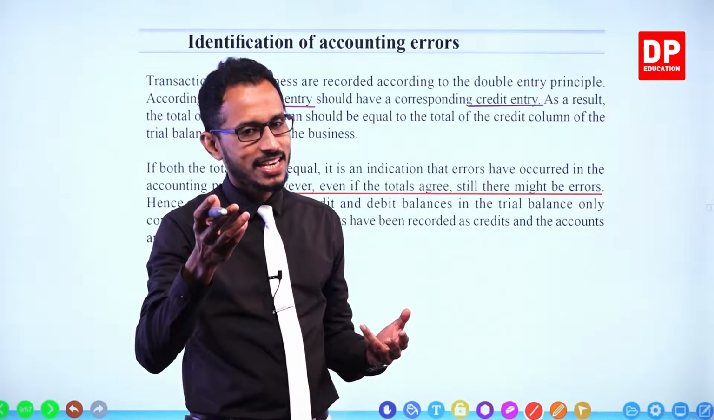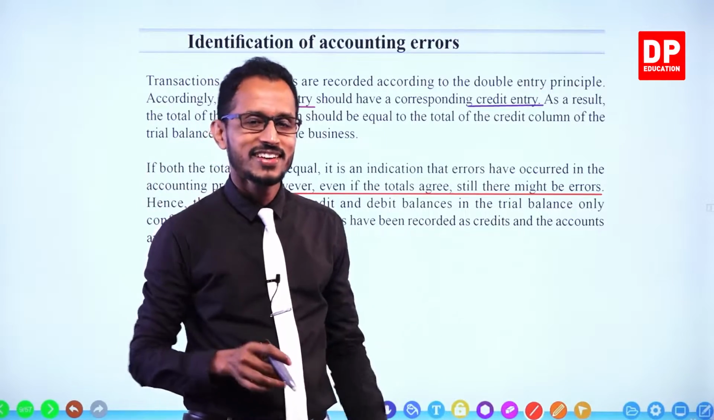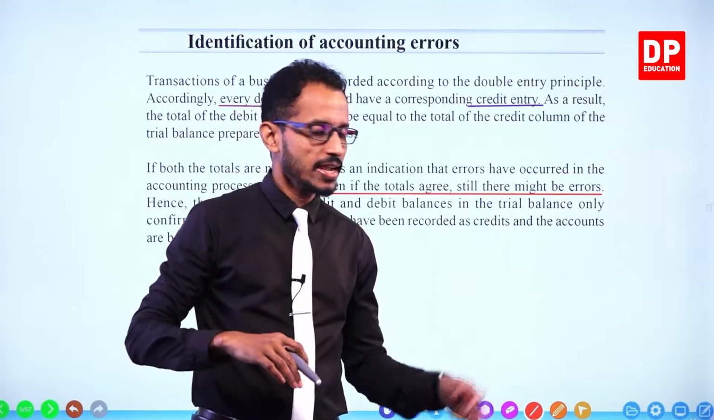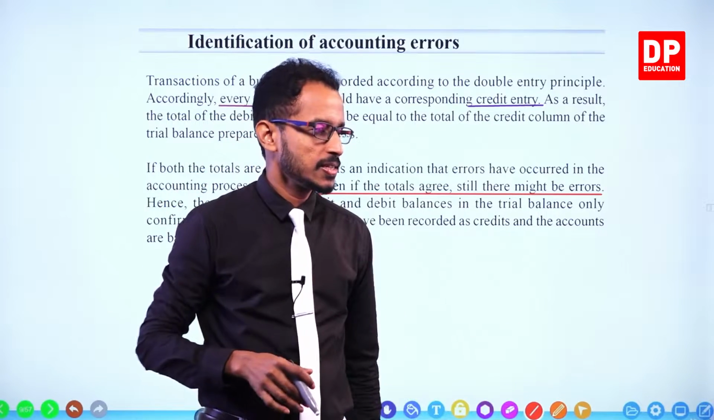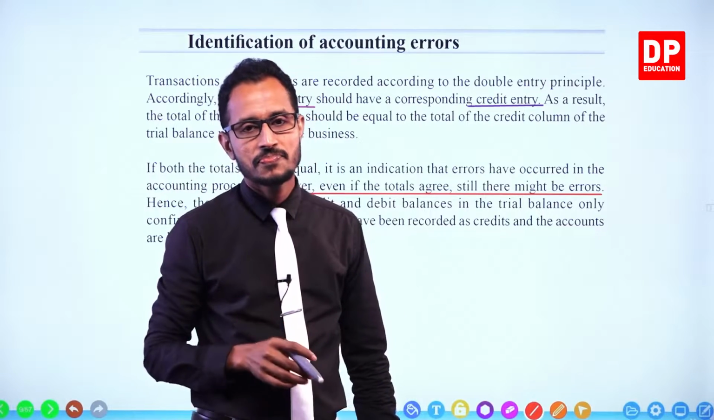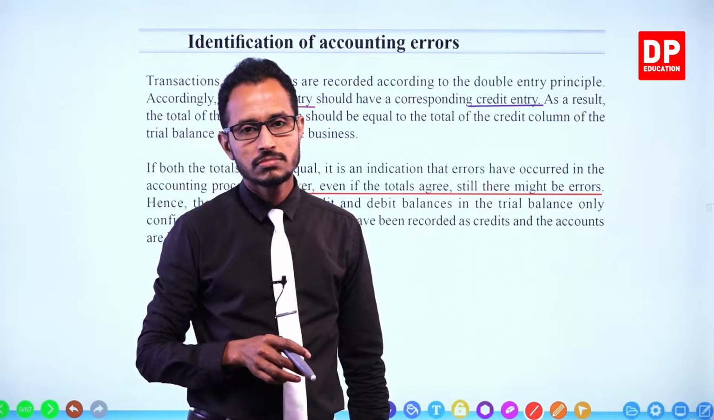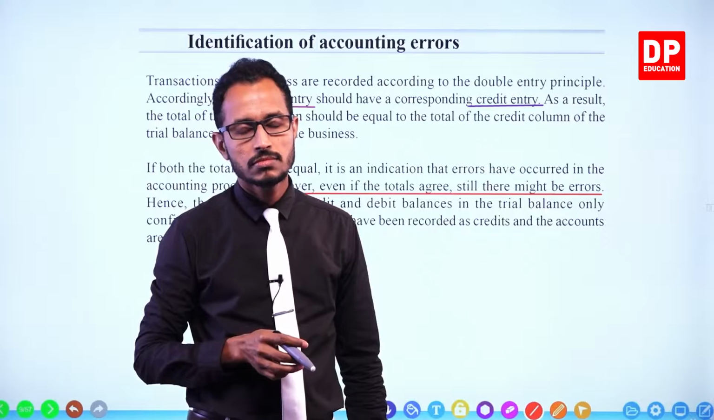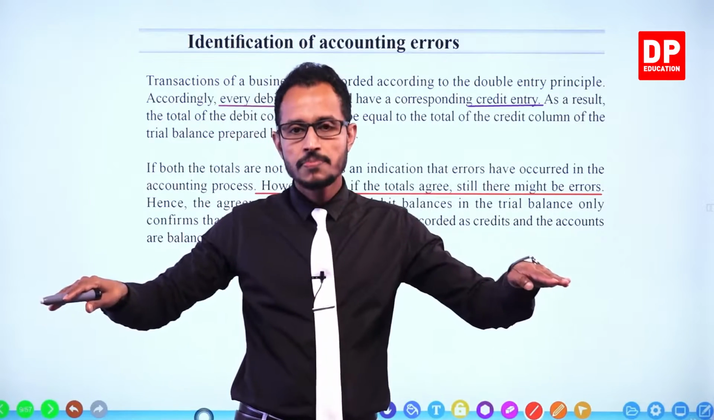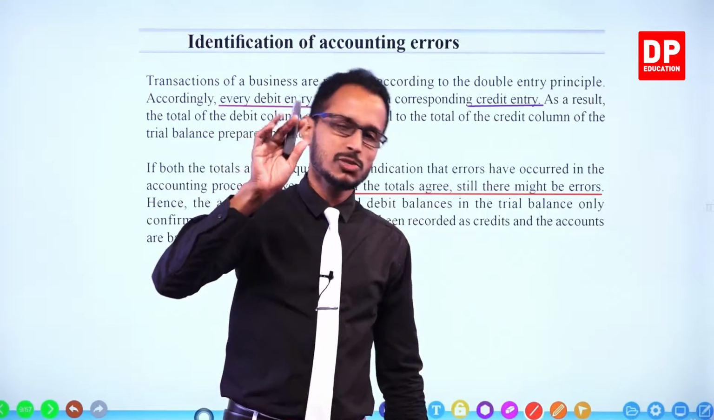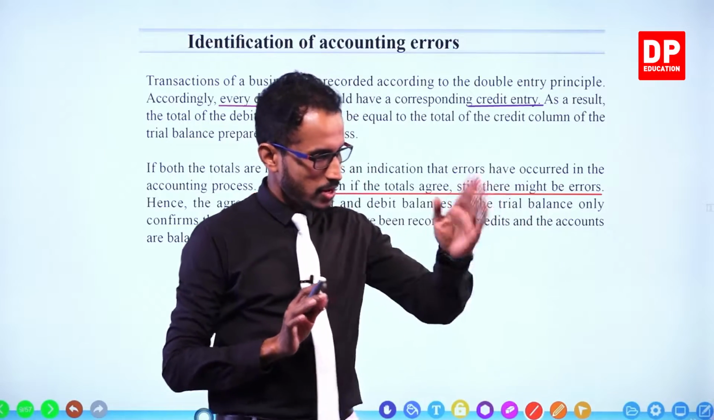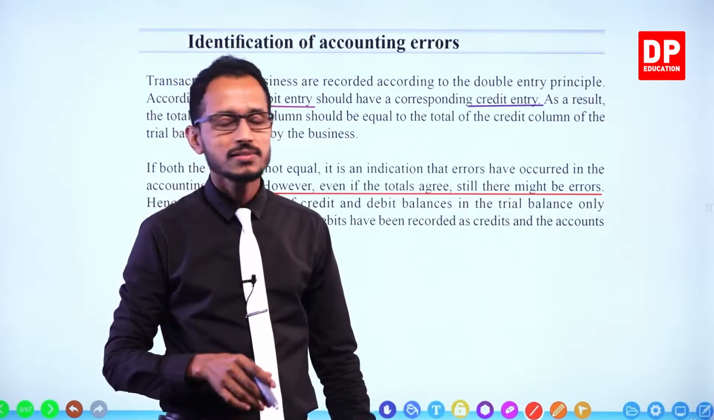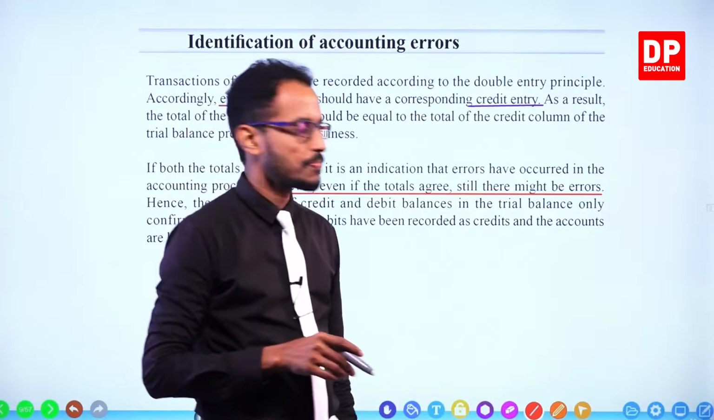You can say it's all correct and I'm a genius, but it's wrong. Even though the trial balance balanced, you can't be sure that all your accounting records are correct. No errors, no mistakes are there? You can't be sure. There can be errors.